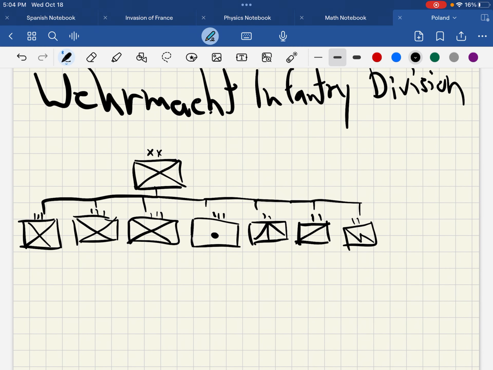There were many scenarios in which bad communication led to complete routes and losses in entire regiments and even divisions. So signal battalions were pretty important for that reason, and so were engineer battalions.